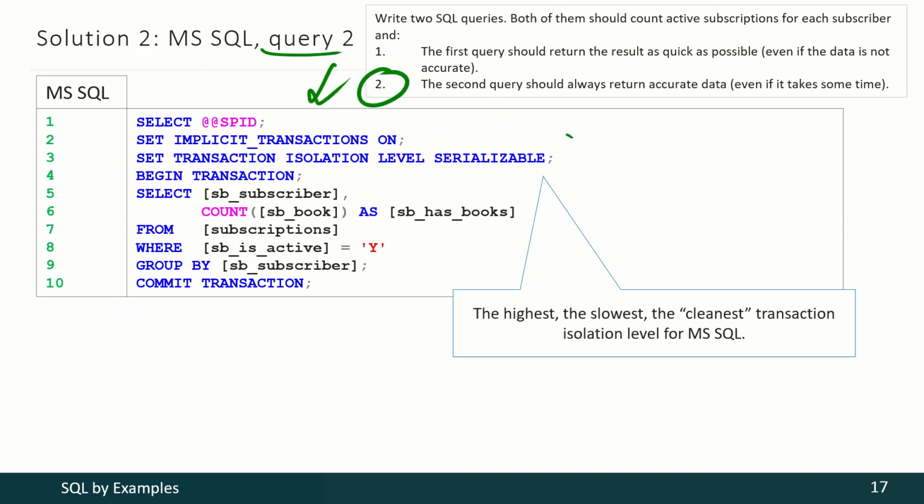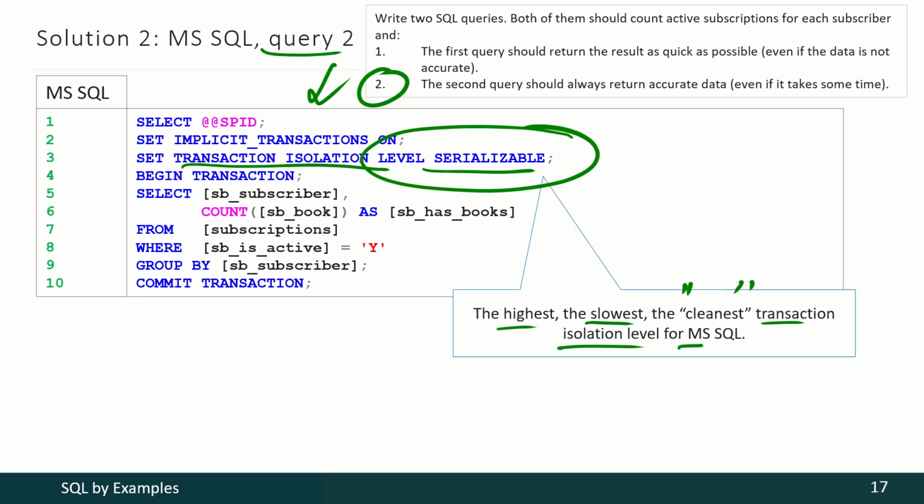The second query for the second point is the next. The only difference here is this. Here we have to use the serializable transaction isolation level. This is the highest, the slowest, but the cleanest transaction isolation level in Microsoft SQL. So this query will produce the most accurate data. In all other details, this query is just a copy of the previous one.